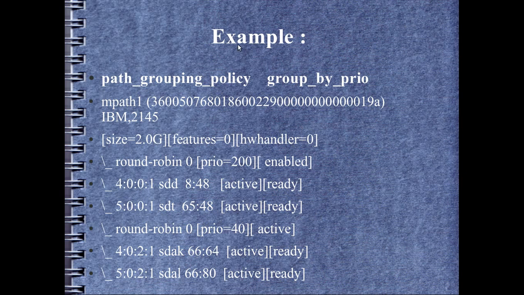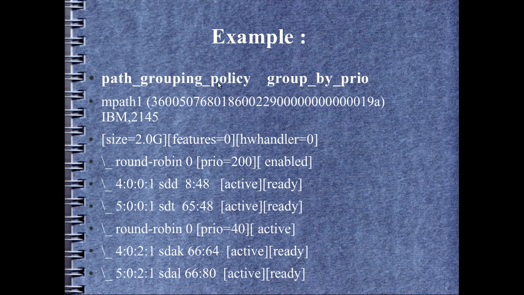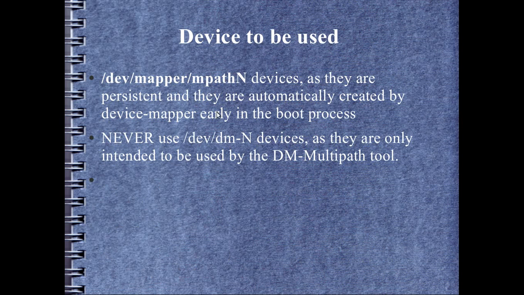Okay, so for example, as you can see in the lab, I'll show you there. Here what I wanted to show you is that you can see these are multiple path groups. Then you can see this one is of higher priority, 200. So finally this will be used, and we have two devices inside it which are active and in ready state. We have two devices under priority 40 which are also active. So, the device to be used.